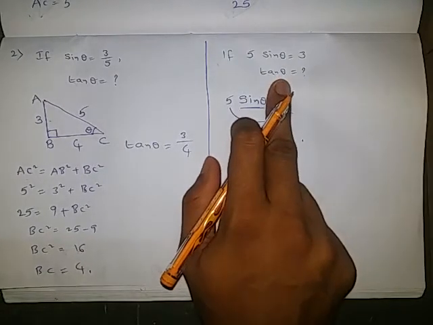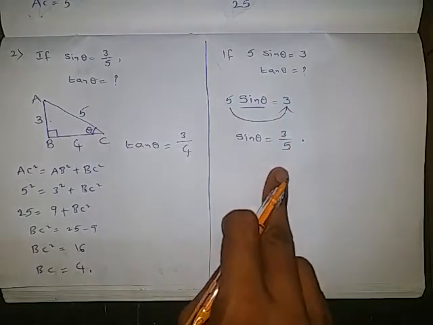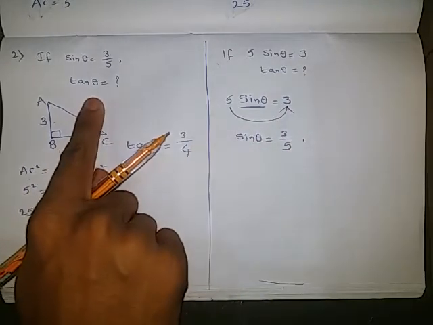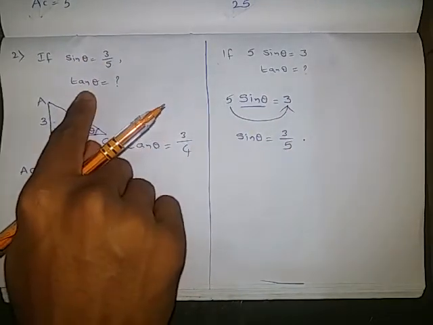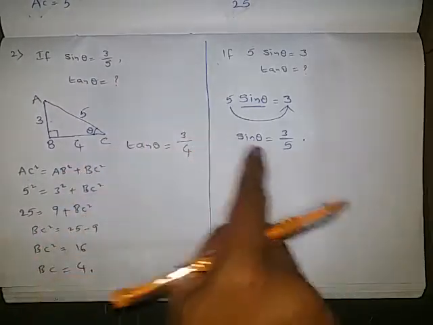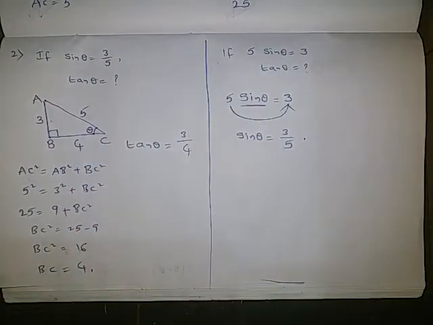Let us find out the tan theta value. Now from here onwards, it is the same as the previous question. Sin theta is 3 by 5, then what is the value of tan theta, as in that question. Okay, now let's move to the next question.